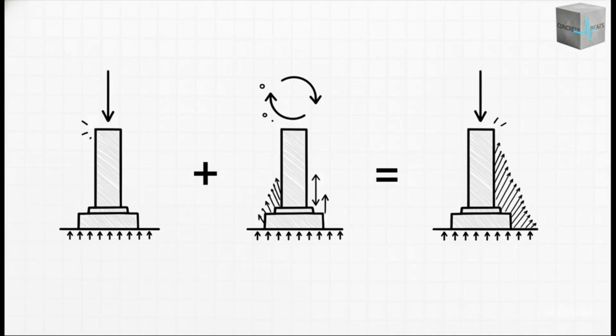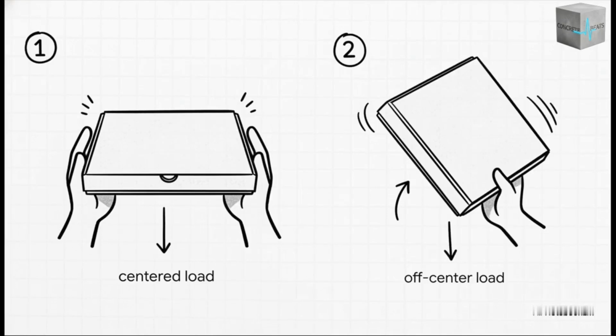So to figure all this out, engineers use this really clever equation. The first part, P over A, that's our simple uniform pressure we saw earlier, just the total load spread over the area. But the second part, MC over I, that's what accounts for the tilting moment. It adds pressure to one side of the footing and subtracts it from the other. You put them together and bang, you get the real lopsided pressure distribution.